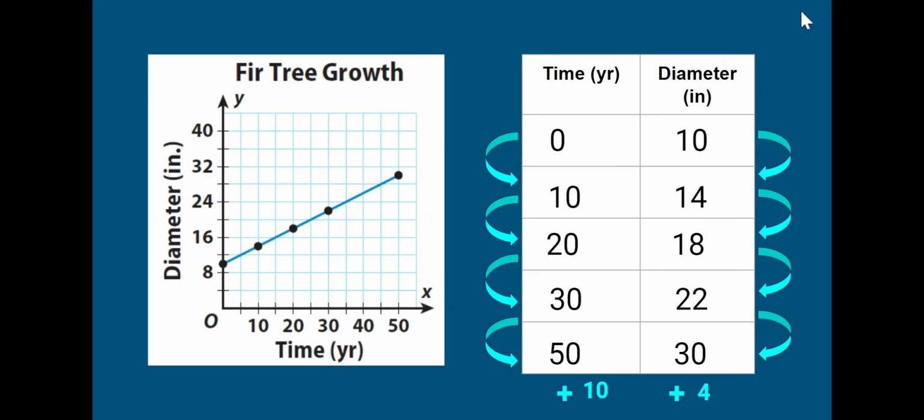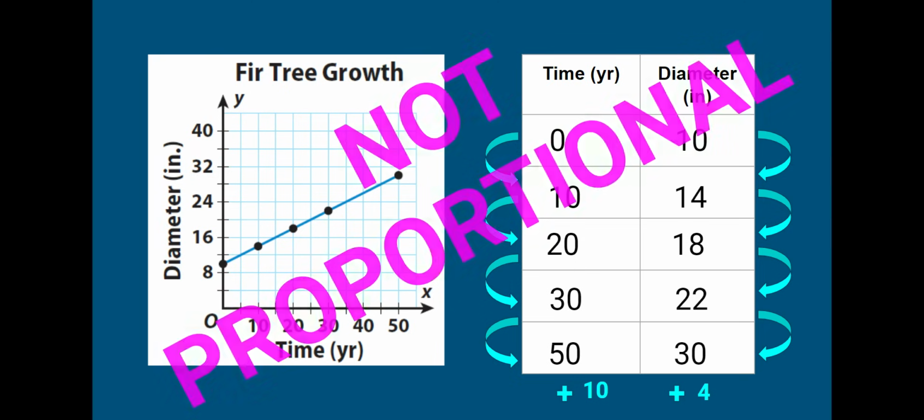But look, the graph does not go through the origin. The table shows a point not in the origin. It's 0, 10. It's not 0, 0. So this is not showing a proportional relationship.